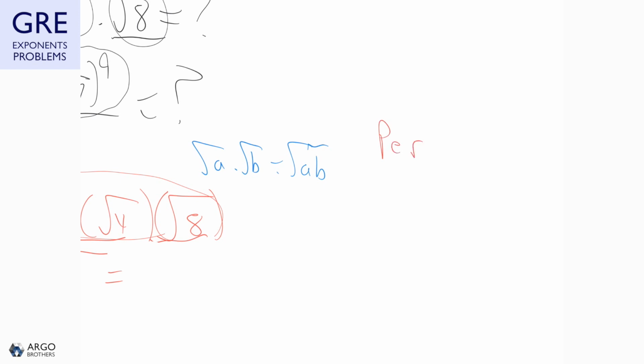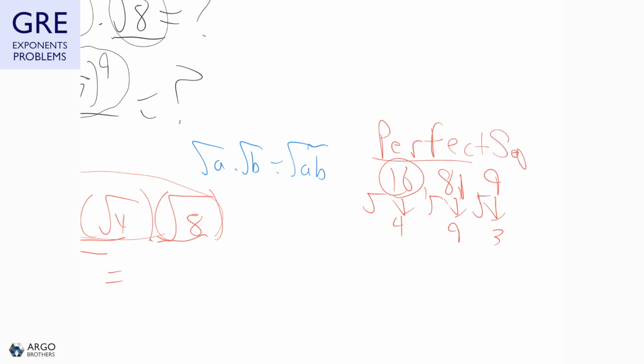Perfect squares are numbers like 16, 81, 9. Why? Because the square root of 16 is 4, and that's my operation. The square root of 81 is 9. And the square root of 9 would be 3. So you see that if you take the square roots of these perfect squares, then you get an integer. But one number that's not a perfect square would be something like 32. You can't take the square root of 32 and expect to get some number that's an integer.